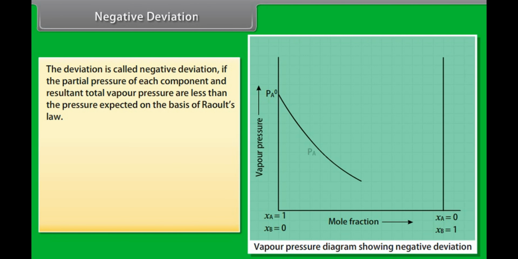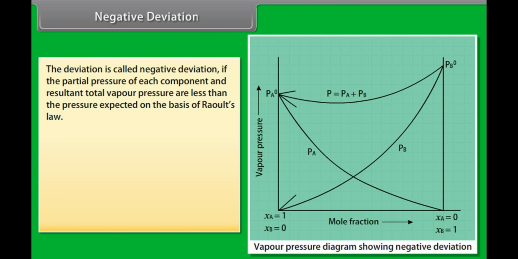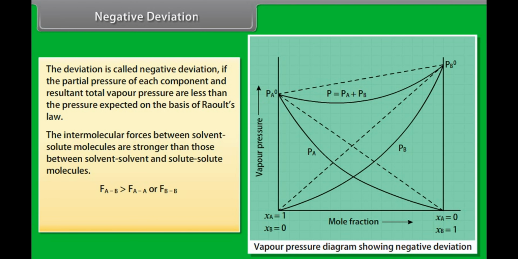Negative deviation. The deviation is called negative deviation if the partial pressure of each component and resultant total vapor pressure are less than the pressure expected on the basis of Raoult's law. For example, the solutions of water and nitric acid, and chloroform and acetone show negative deviation. The intermolecular forces between solvent-solute molecules are stronger than those between solvent-solvent and solute-solute molecules. This shows that the vapor pressure of the solution will be lower.